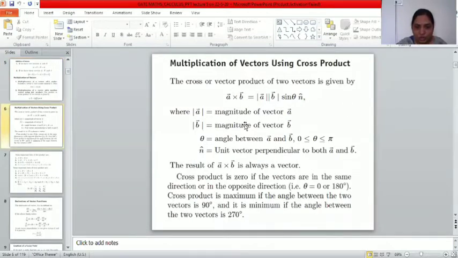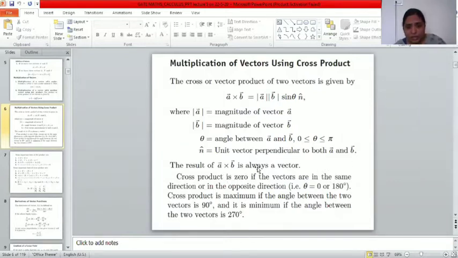Next is the cross product. The cross product A bar cross B bar is defined as mod A bar into mod B bar sin theta into n cap. Now that n cap is the unit vector perpendicular to both A bar and B bar. We know these terms. The magnitude of vector A bar is mod A bar. The magnitude of vector B bar is mod B bar. Theta is the angle between A bar and B bar, and of course it is in the range 0 to pi, the upper half plane. N cap is the unit vector perpendicular to both A bar and B bar.